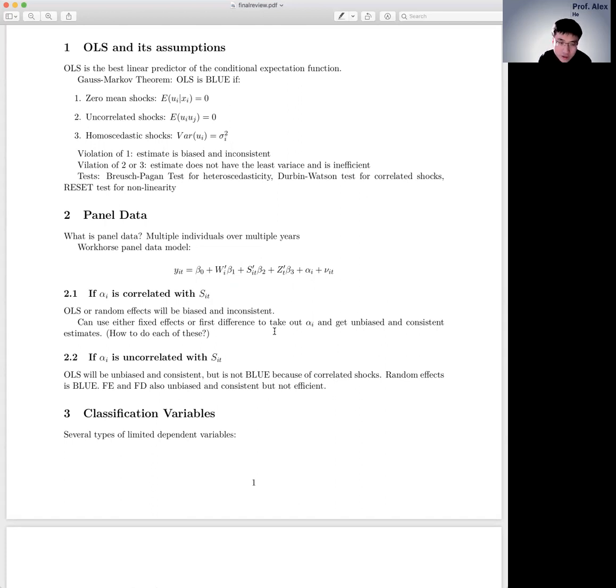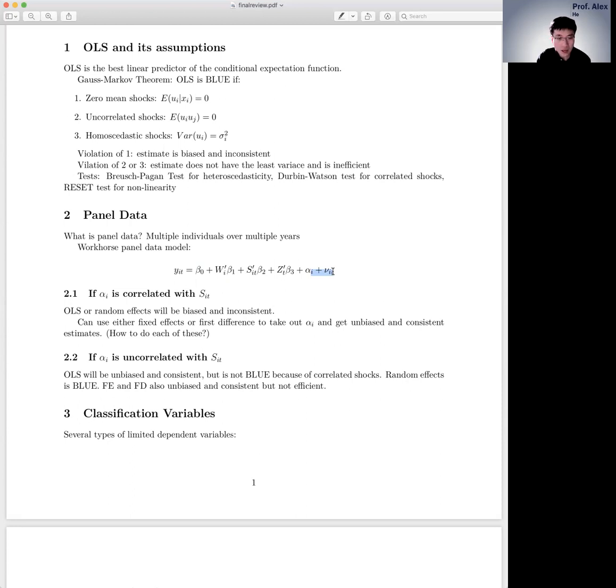And then the second scenario is when alpha_i is uncorrelated with S_it. In that case, OLS is still unbiased and consistent, but it's not efficient because of the correlated shocks. In particular, all of these shocks have alpha_i, so for the same firm, the shocks will be correlated with each other. And there we could do random effects to make the estimator BLUE again. And you have to remember, random effects does not fix the bias, okay? If you have a bias and alpha is correlated with your predictor variable, then you have to always use first difference or fixed effects.